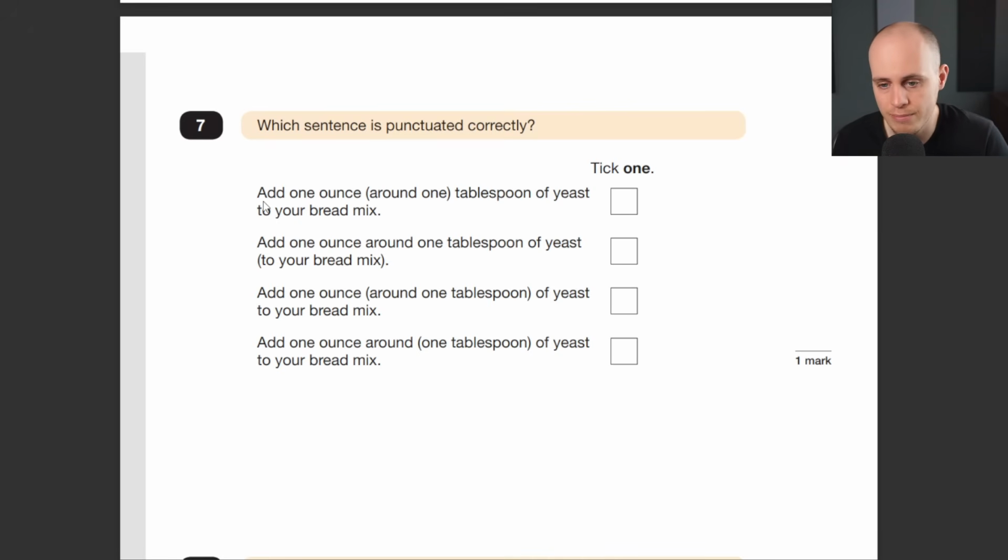In other words, I think the main clause is add 1 ounce of yeast to your bread mix. So sometimes identifying the main clause helps you therefore go ahead and identify what's supposed to be in brackets. So actually, the third one is going to be correct because the around 1 tablespoon is extra information to explain roughly what 1 ounce is if you don't know.